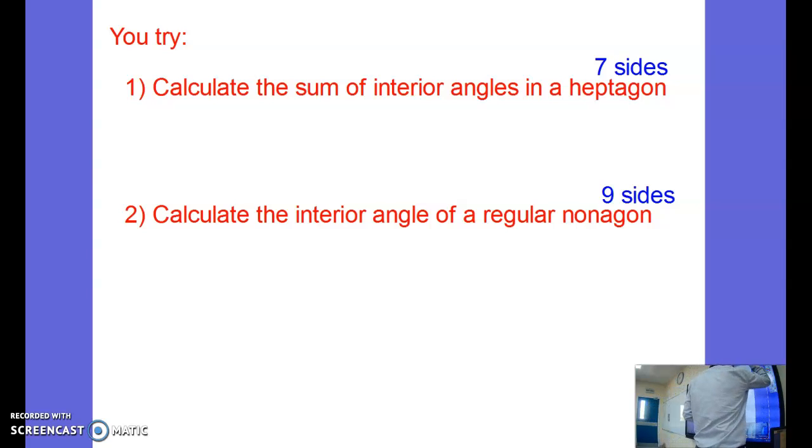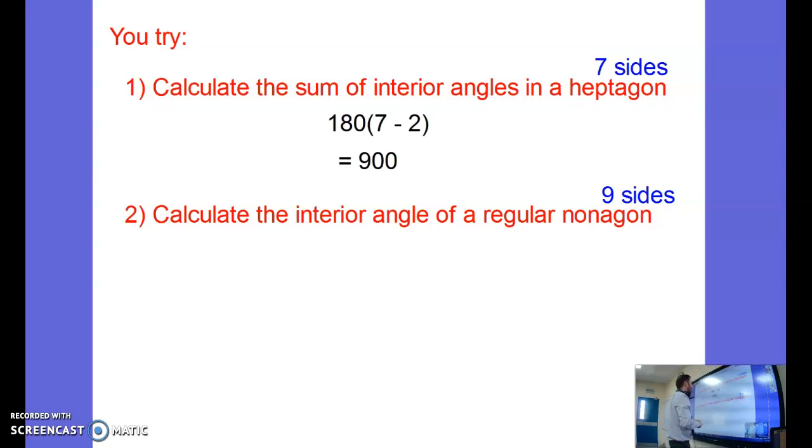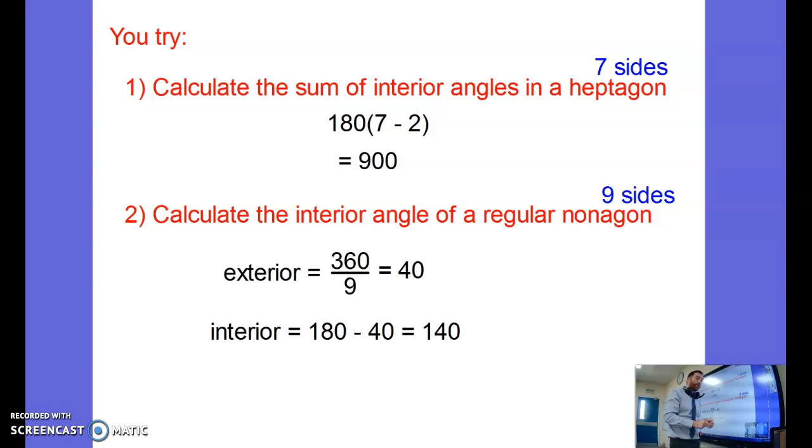First one then, a heptagon, a 7-sided shape. For the sum of the interior angles, we use that first formula, 180 multiplied by n minus 2. Here, n, the number of sides, is 7. And so we get 180 times 5 is 900. Part 2, calculate the interior angle of a regular nonagon. For this one, we're going to do the exterior first, as 360 divided by 9, which is 40. And then we use the interior is 180 minus the exterior. And so we get 140 degrees.